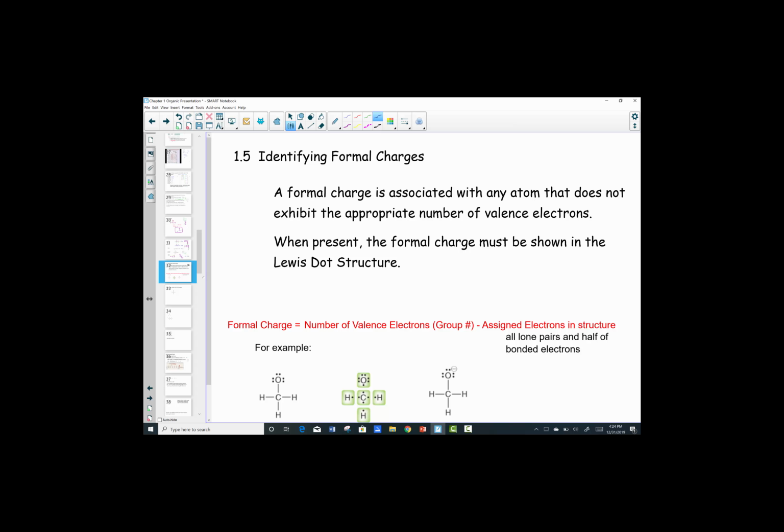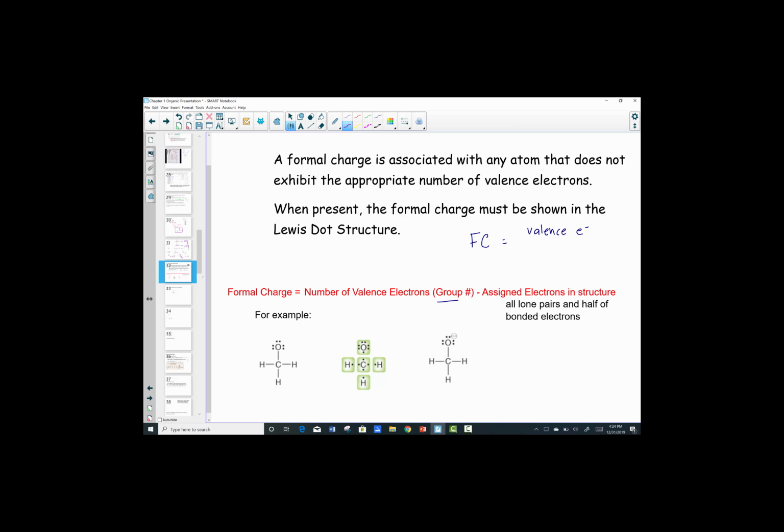Formal charge is calculated by taking the number of valence electrons that are assigned to that atom from the periodic table. And remember, you find that just by where it lives on the periodic table, as its group number. And you subtract the assigned electrons to that element in the compound. So group number minus assigned electrons. Let's review what I mean by assigned electrons. All lone pairs and half of the bonded pairs are assigned to an atom in a structure.